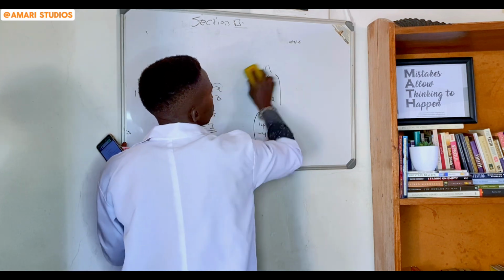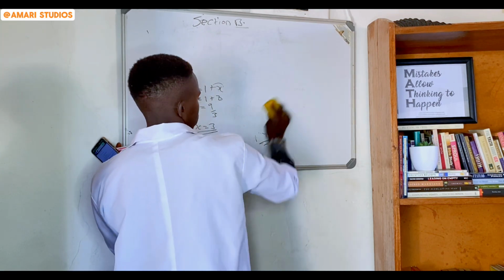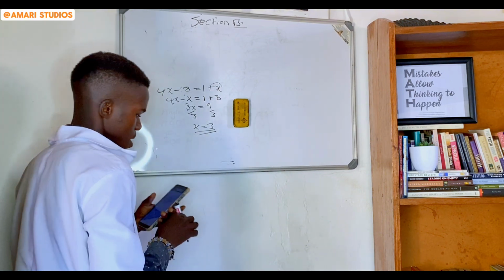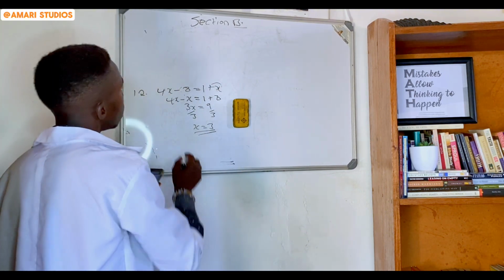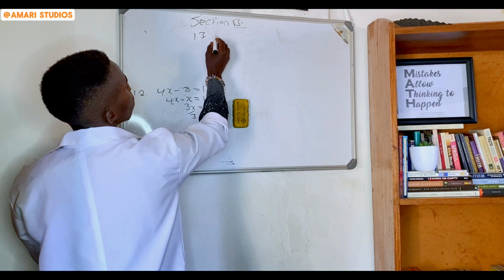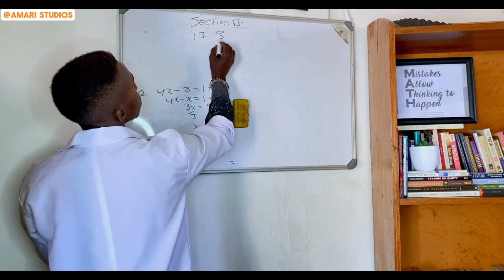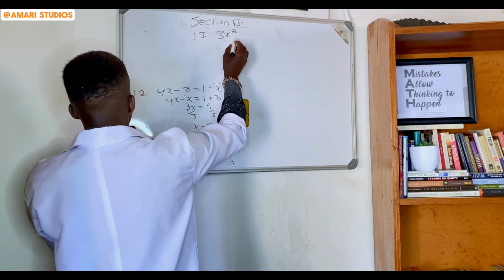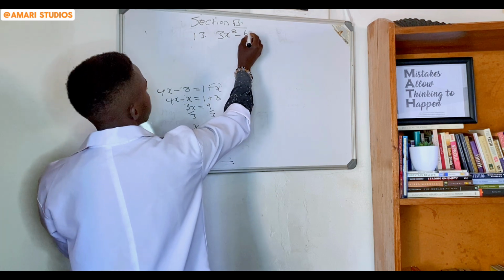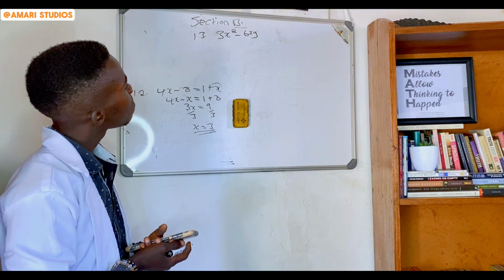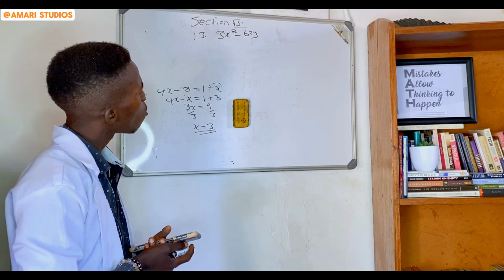Question 13, section B, which is saying factorize completely. Factorize completely. One of my favorite questions. Factorize completely, which is 3x squared minus 6xy. 3x squared minus 6xy.